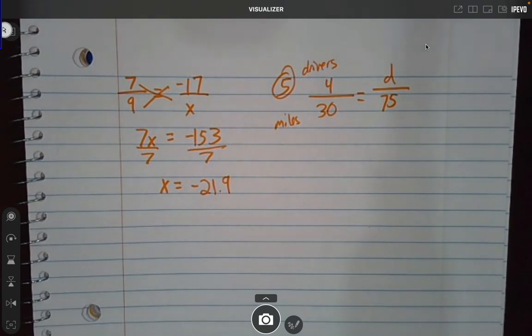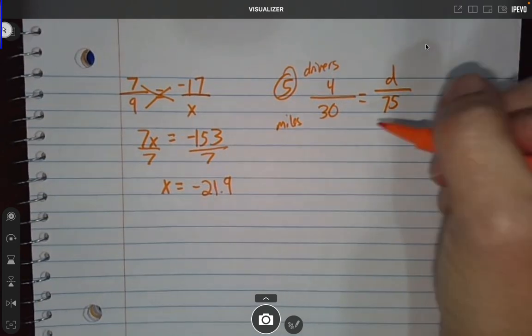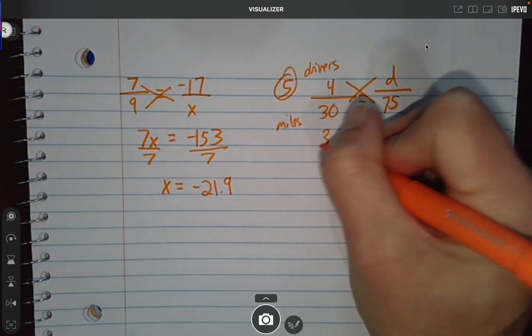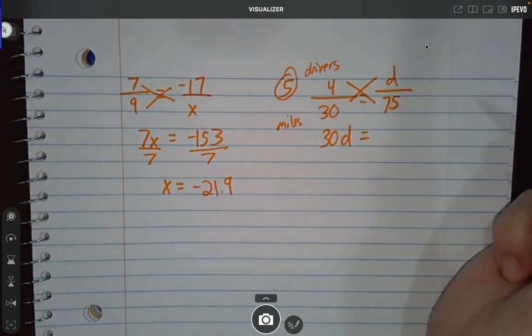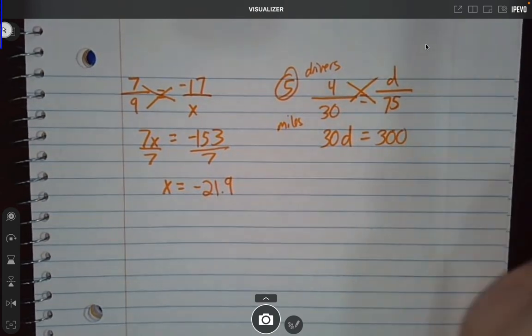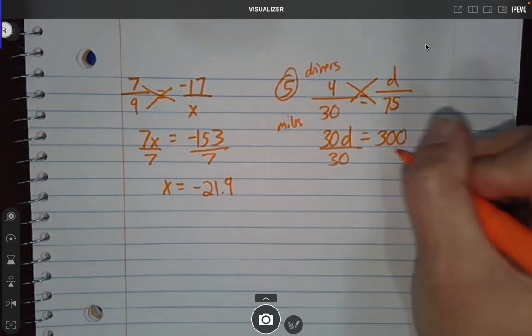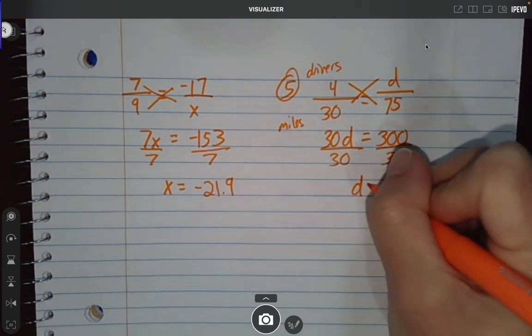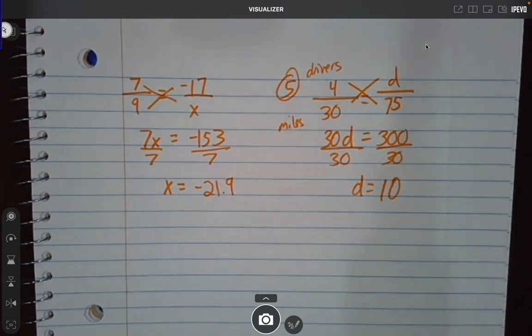For that one, I got 10 drivers. Let me see what they got. They got 10 drivers. So what do we do? We cross multiply, so I get 30D equals, what's 4 times 75? Is that 300? Yeah. 300. Okay, so then what do we do? Divide by 30, and Lakin told us it was 10. Oh, well, but still, if you get the same answer, on this one, we cross multiply and divide. 6 is the same thing.